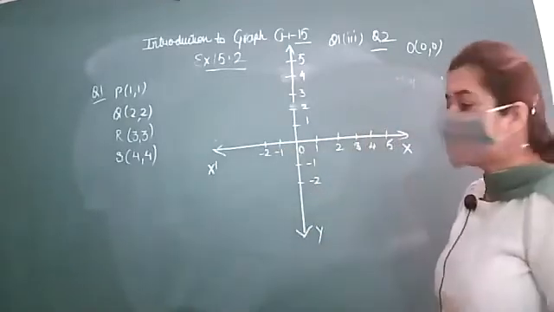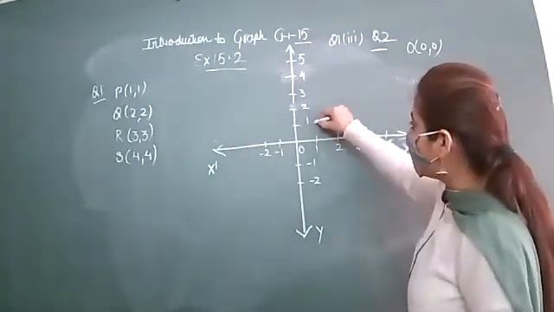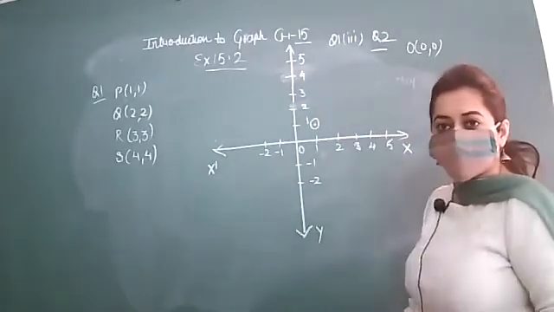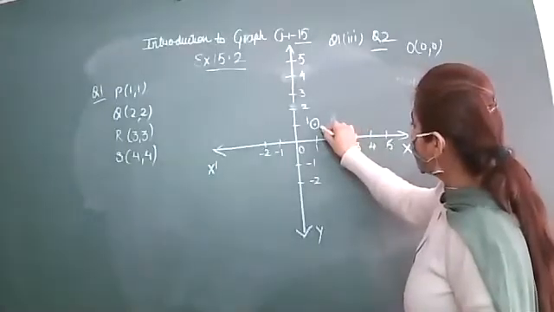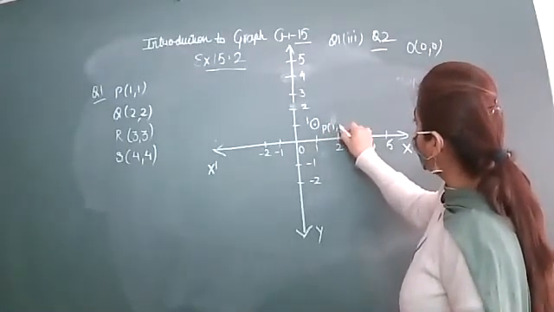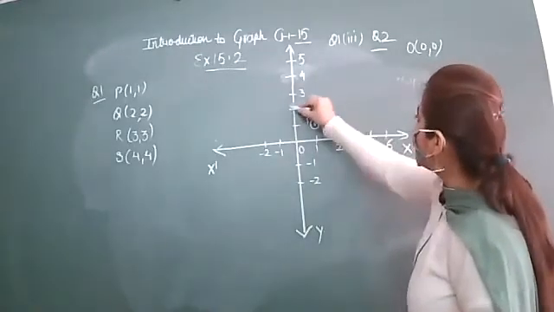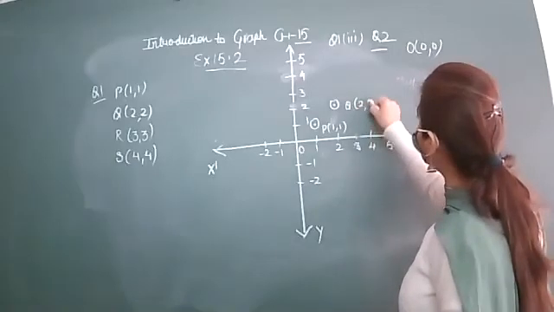Now let's start with this. So the first coordinate is P (1, 1). X is 1, Y is 1. So they will intersect here. This is your P (1, 1), so I'm writing here P (1, 1). Second is your Q (2, 2). X is 2, Y is 2. So they will intersect here. This is your Q (2, 2).